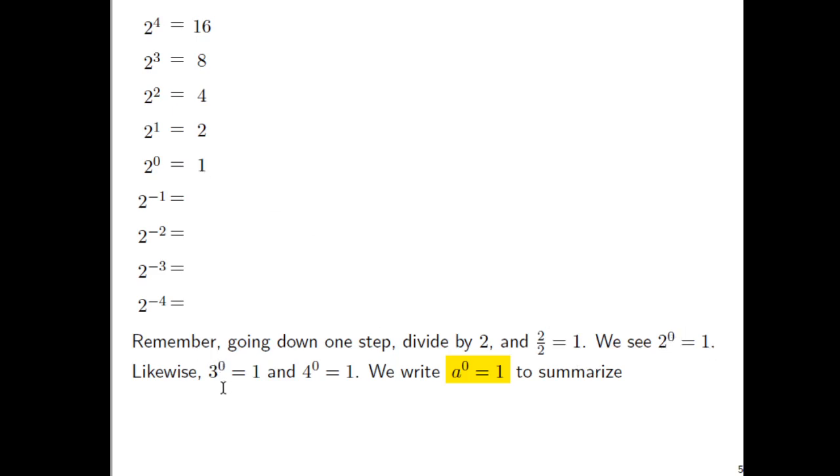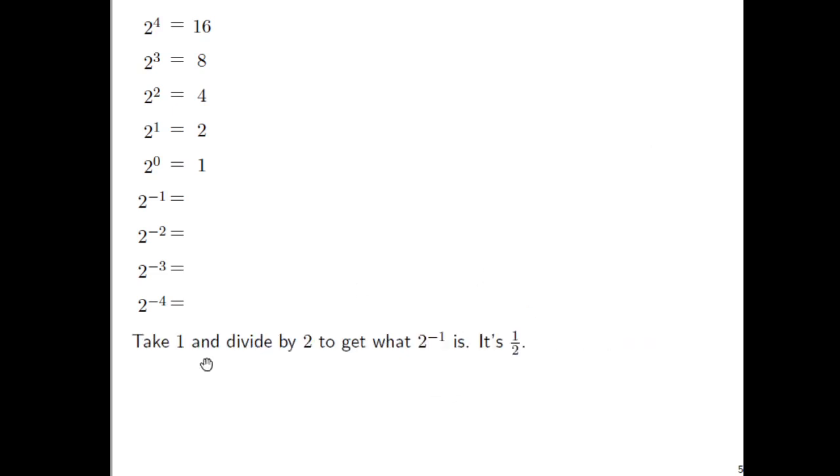And if you were to follow a similar story, you'd also see that 3 to the 0th equals 1 and 4 to the 0th equals 1. So we'll summarize this by saying that a to the 0th is equal to 1.